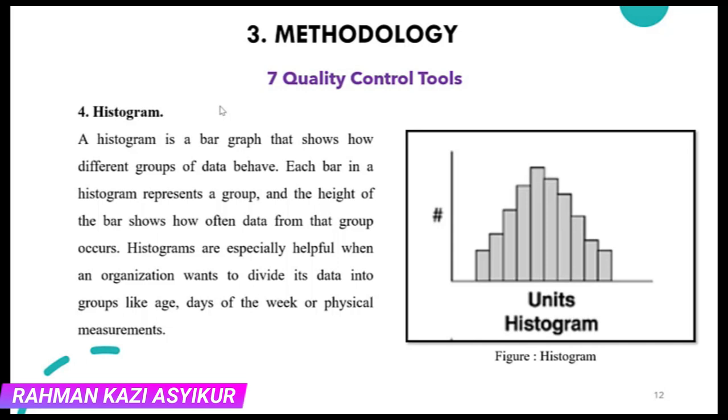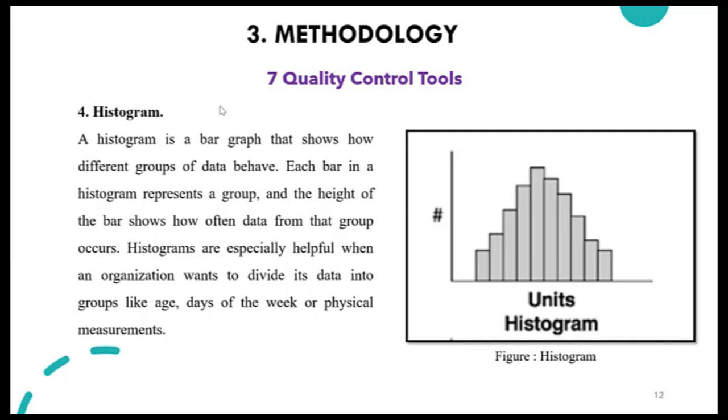So my part is methodology. It's the 7 quality control tools. My groupmate already explained 3 tools, so I will explain the rest of them. First I will explain about the histogram, which is tool 4.